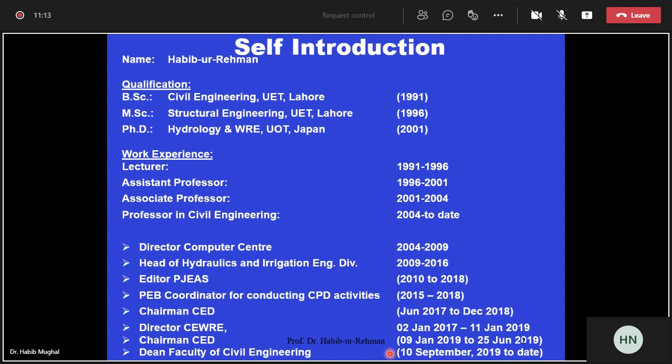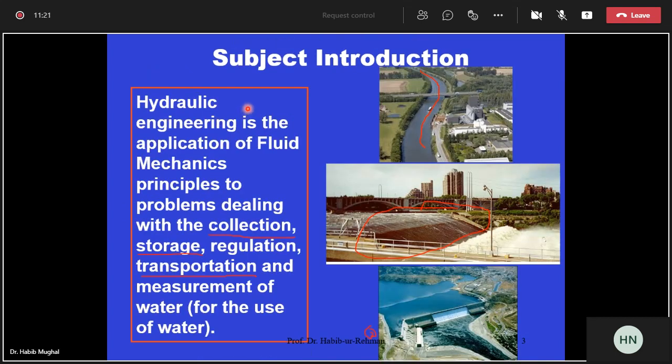Now I would like to go towards the introduction of the subject. We have to define hydraulic engineering. This is the very basic definition of hydraulic engineering. Hydraulic engineering is the application of fluid mechanics principles. We studied many principles in the fluid mechanics 1 course and then in the fluid mechanics 2 course. The practical applications of those principles of fluid mechanics are used to solve problems dealing with the collection of water, storage of water, regulation of water, transportation of water, and the measurement of water. That subject is called hydraulic engineering. Is it okay?